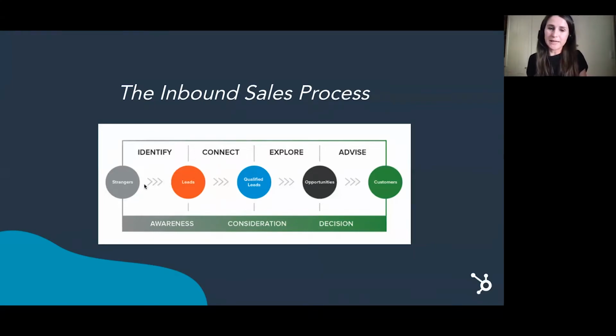So identifying those leads, and then connecting with those leads, and hopefully then they become qualified leads and go on to that explore process.